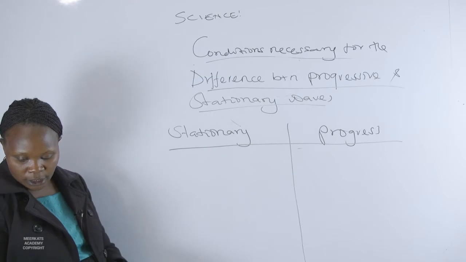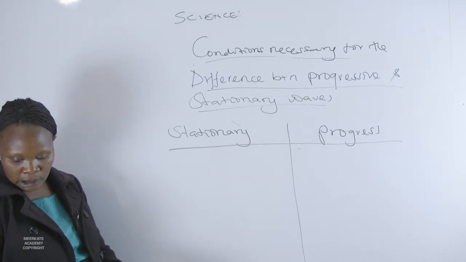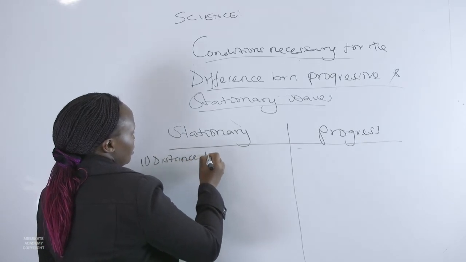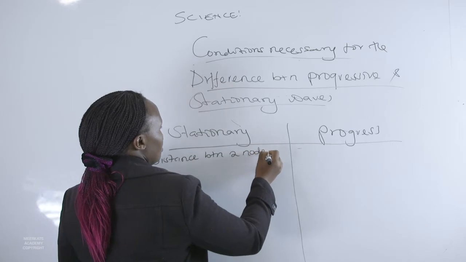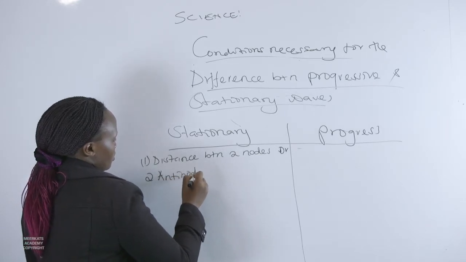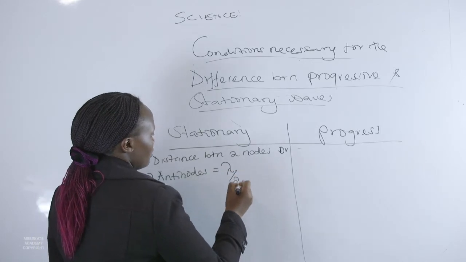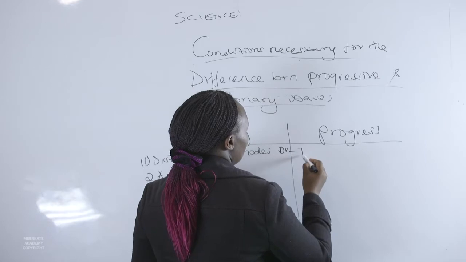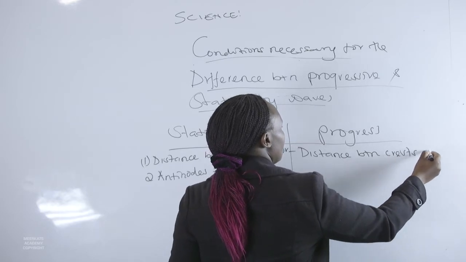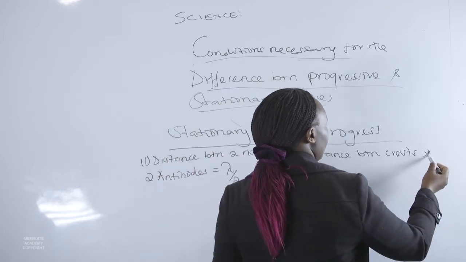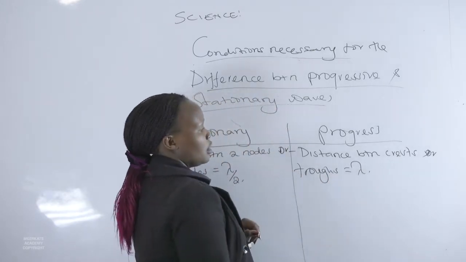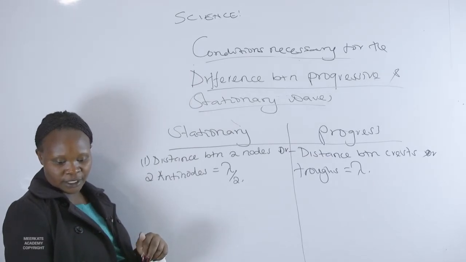Now, the first one is the distances. The distance between two nodes or two antinodes is actually half a wavelength, and here the distance between crests or troughs is equal to a whole wavelength.